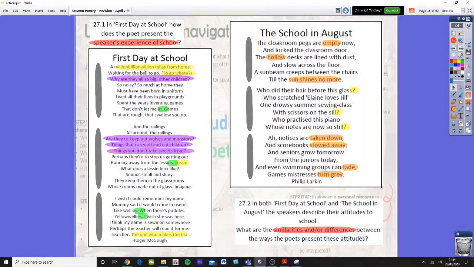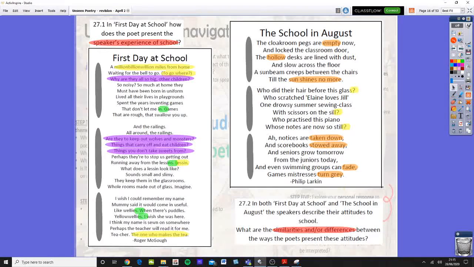comparisons. Now, if you look at the question, it says, in both First Day at School and The School in August, the speakers describe their attitudes to school. What are the similarities and or differences between the way the poets present these attitudes? So you're just looking for a similarity and a difference if you can. Try to look at structural as well as ideas points and language points. Okay, it's 8 marks, as many things as you can do in the time you have left in the exam, and you will get some credit.